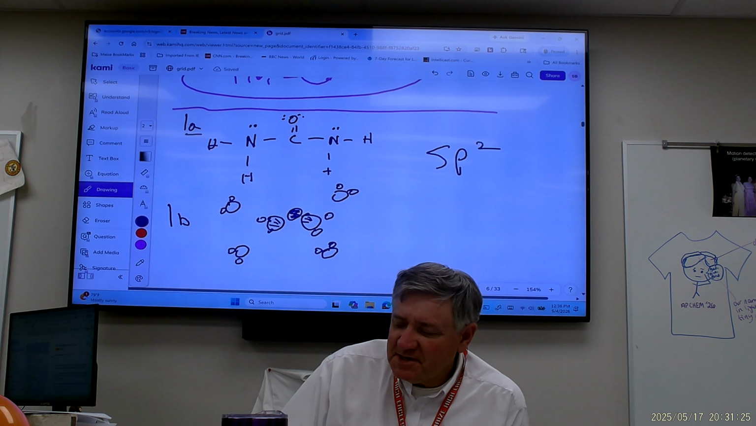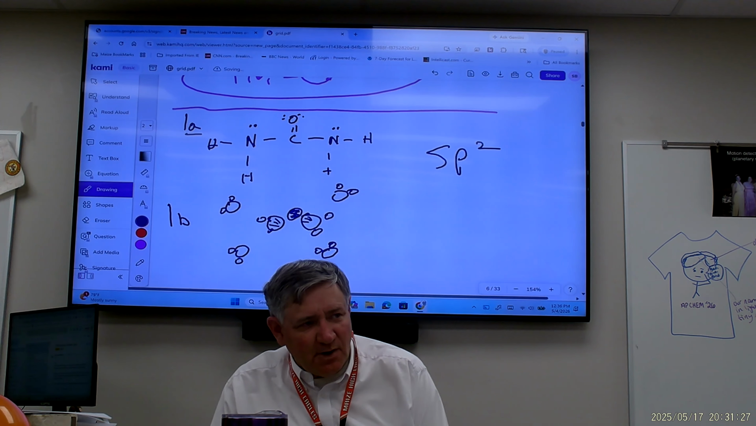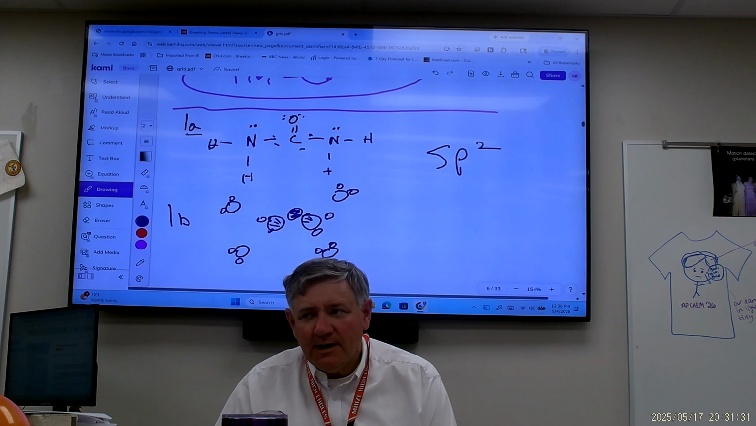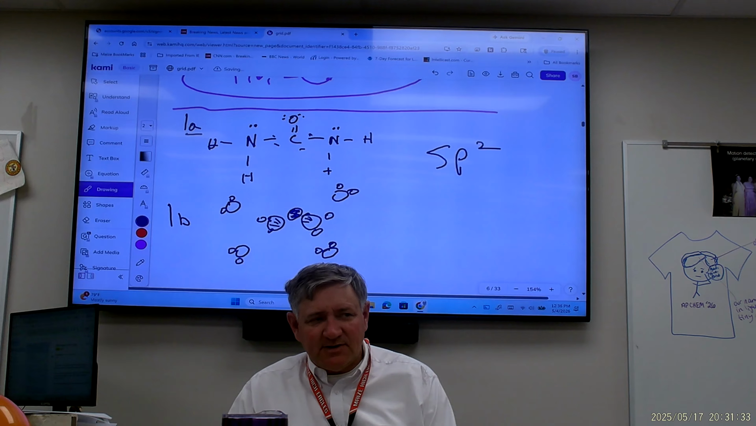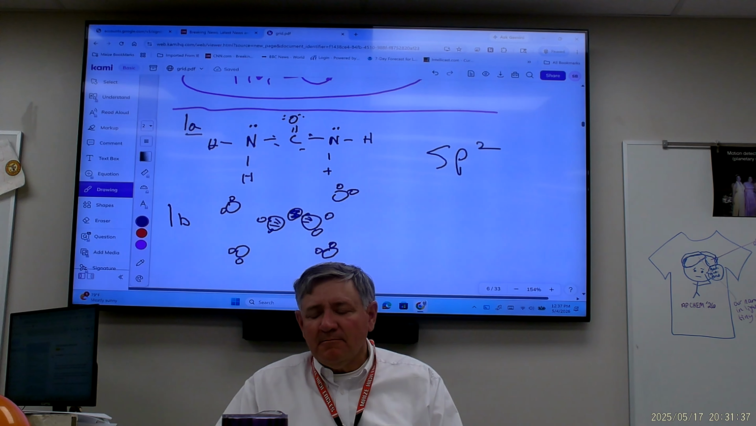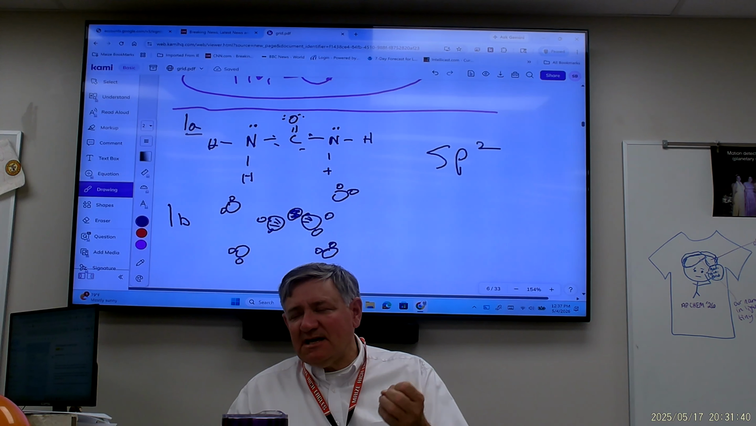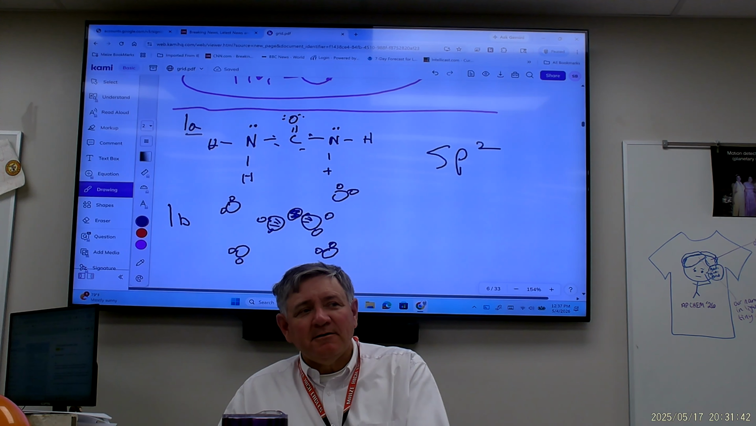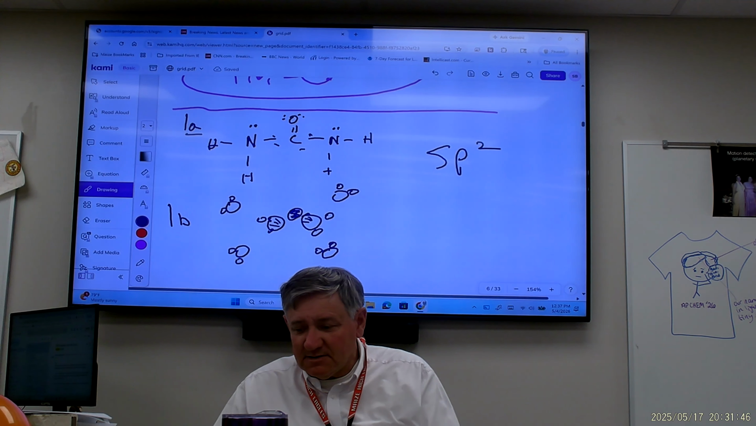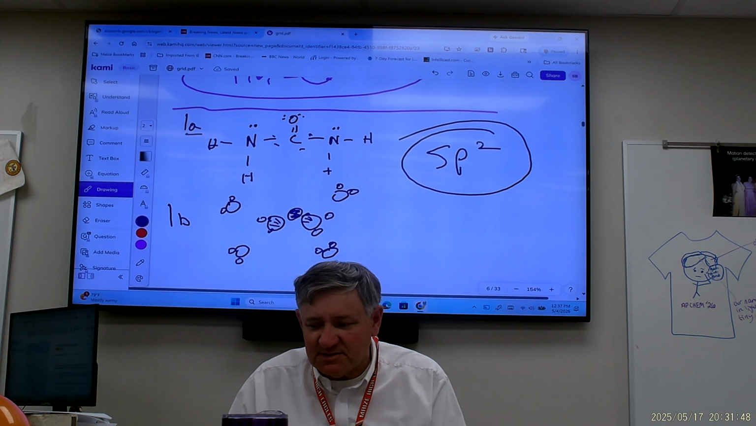Now, there's a couple of reasons how you can know this. One, around the carbon atom, how many regions of high electron density are there? 3. Okay? But that doesn't mean it's sp3, because the s counts for 1, and then you've got 2 of the p's. So it should be sp2 hybridization.